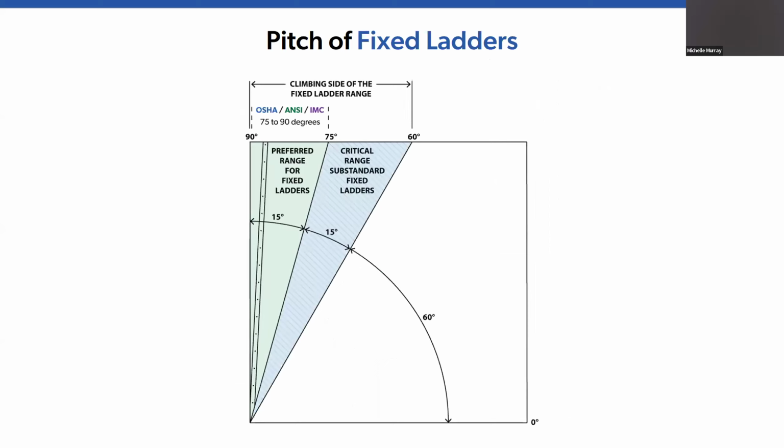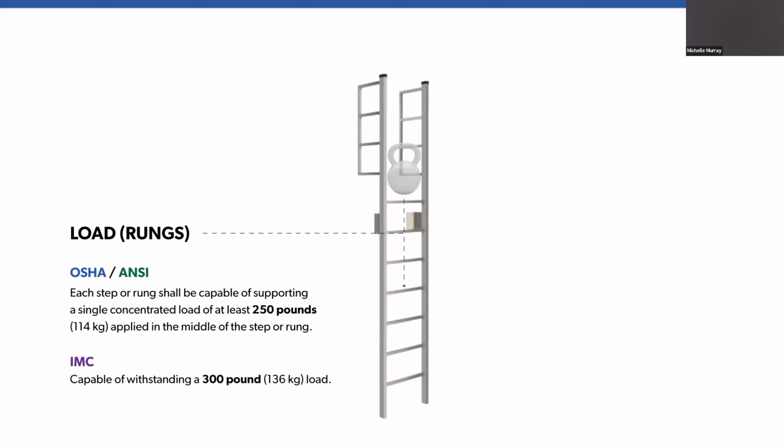When it comes to ship ladders or fixed ladders, 75 to 90 degrees from the horizontal is the pitch that you can have for OSHA, ANSI, and IMC. When you're looking at the load on the rungs, OSHA and ANSI require 250 pounds. IMC needs to withstand 300 pounds.